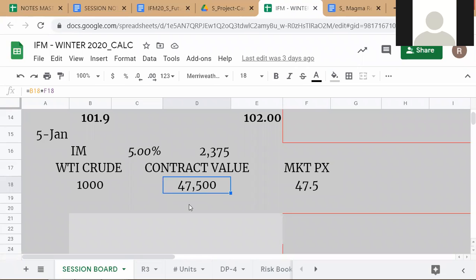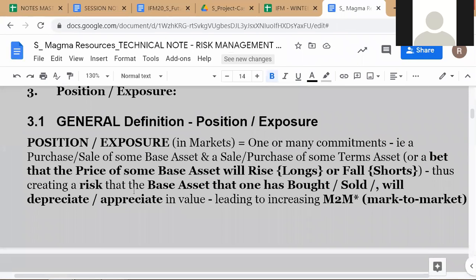So this is a new way of looking at positions. A long position is a bet that the price of the base asset will rise. A short position is a bet that the price of the base asset will fall.